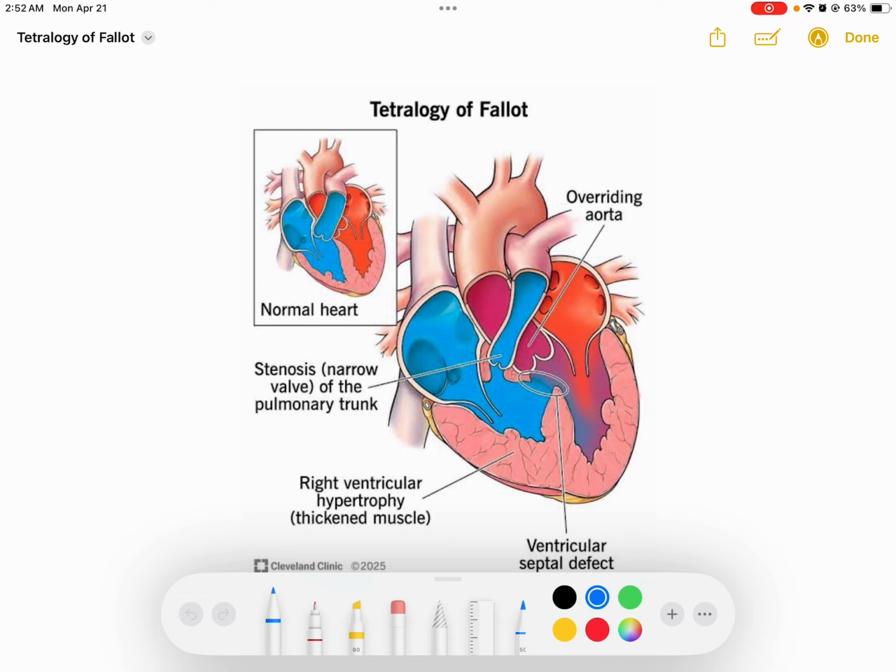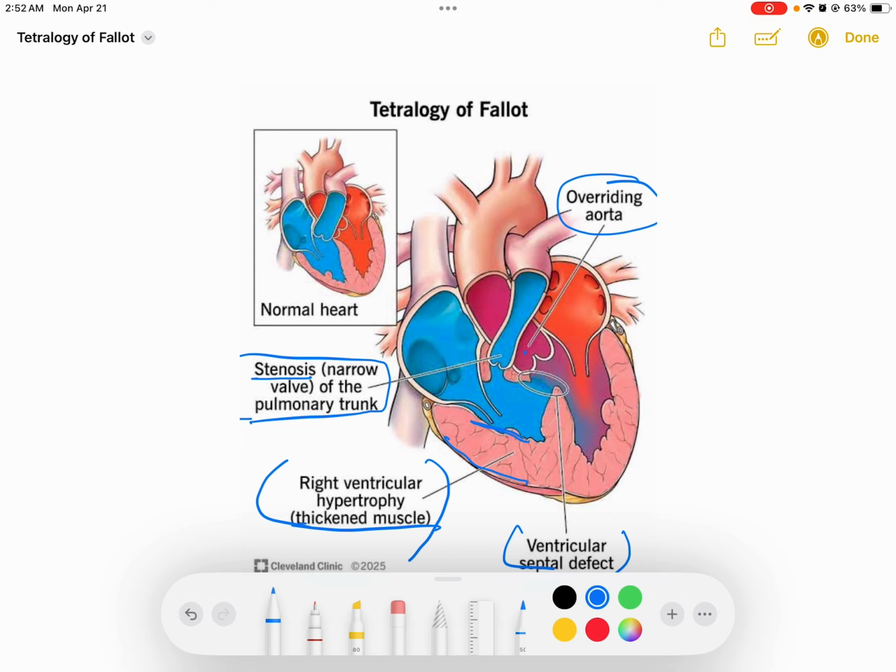Number 1, ventricular septal defect. Number 2, pulmonary stenosis. Stenosis, narrow valve of the pulmonary trunk. Number 3, overriding of the aorta. Number 4, right ventricular hypertrophy. Hypertrophy of the right ventricle, thickened muscle.